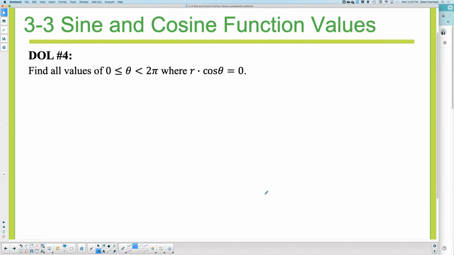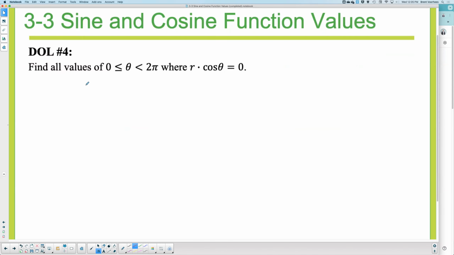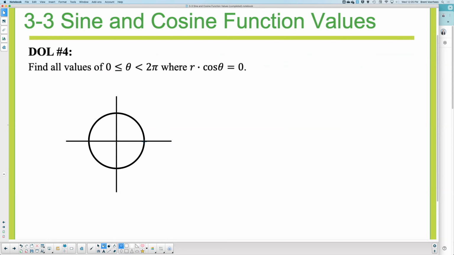Okay. So this brings us to DOL number 4. I'll give you an opportunity now to try to find all the values between 0 and 2 pi. So I want you to think in terms of a circle, where r times cosine would equal 0. So just start this way. Whoops. And you're thinking through on a unit circle all the places where r times cosine would equal 0.